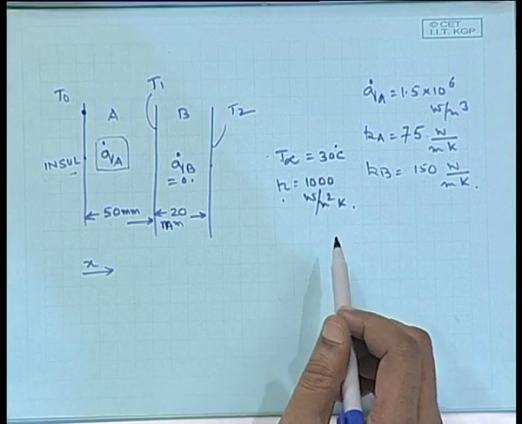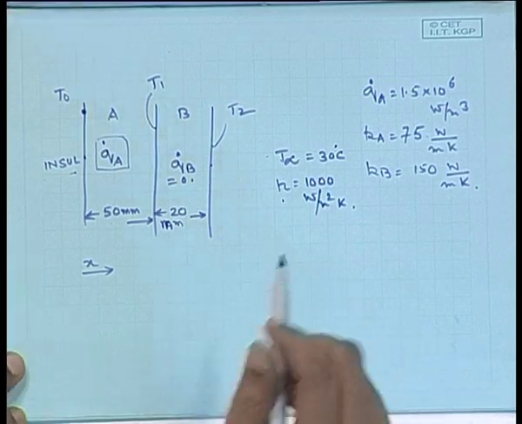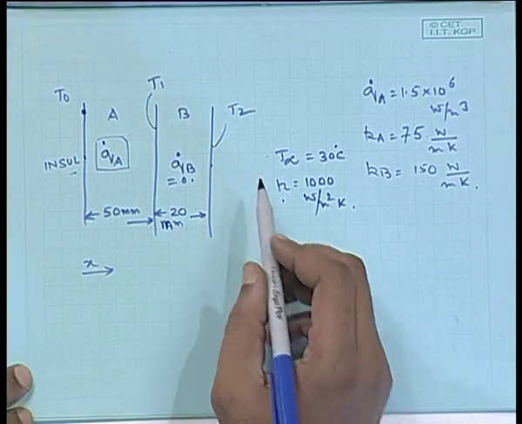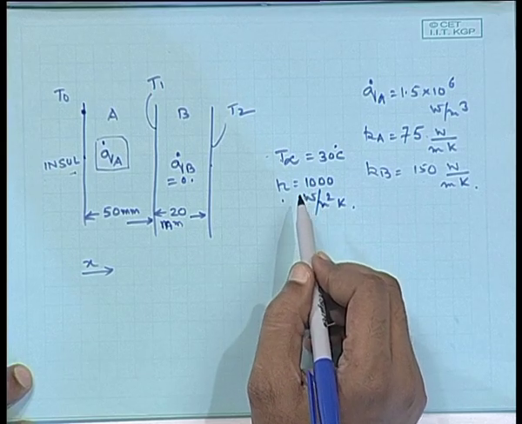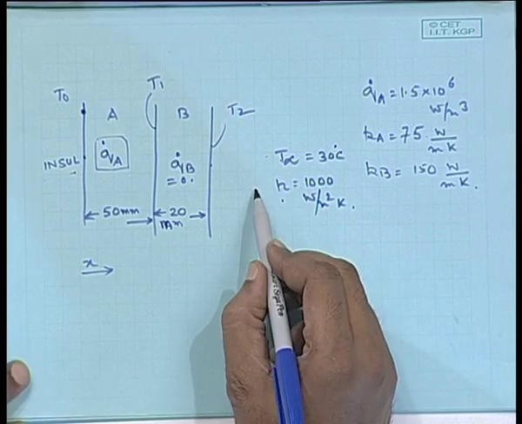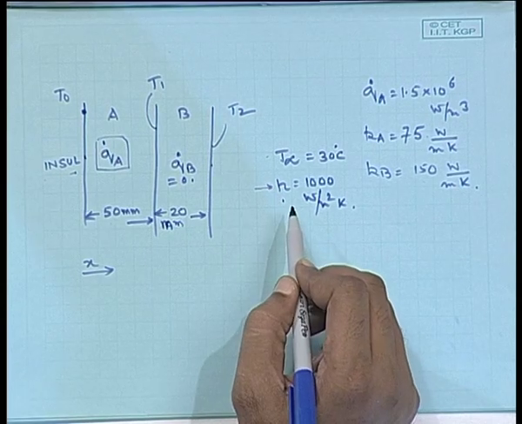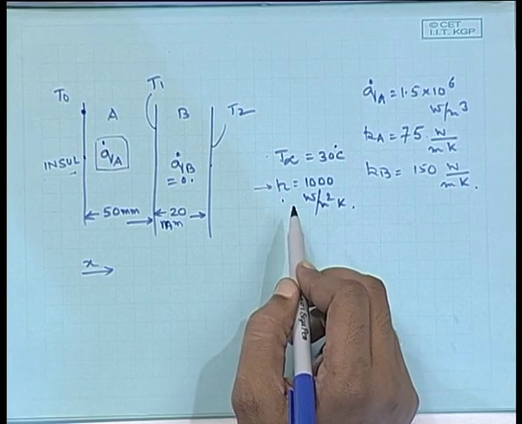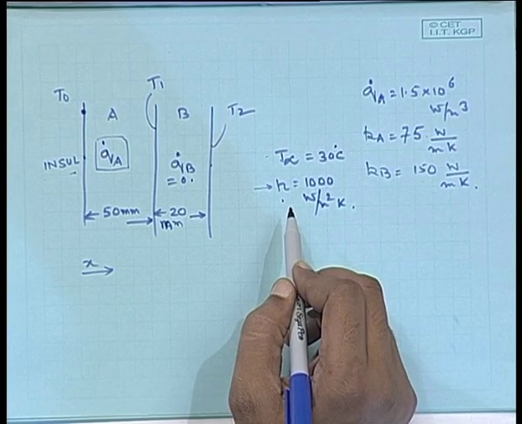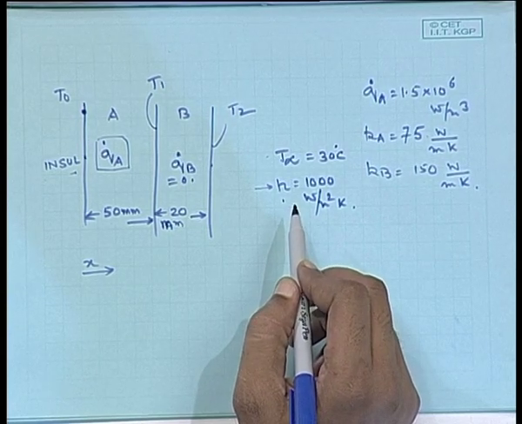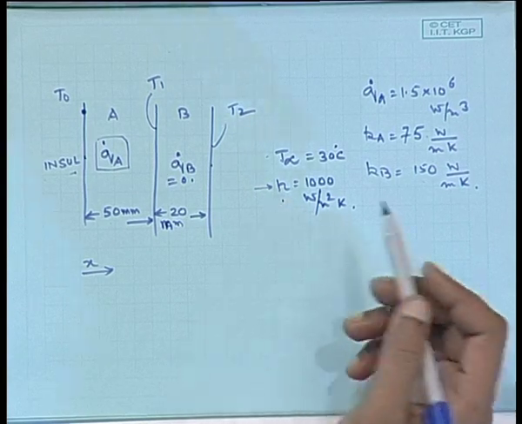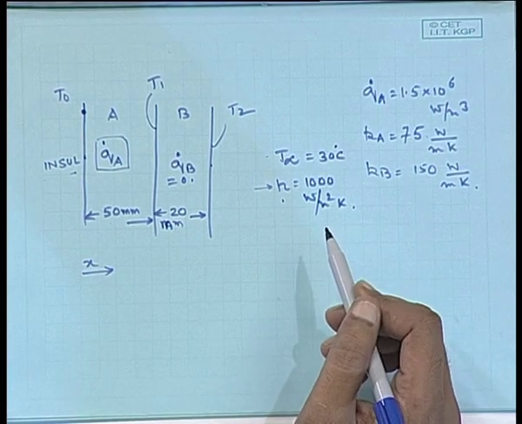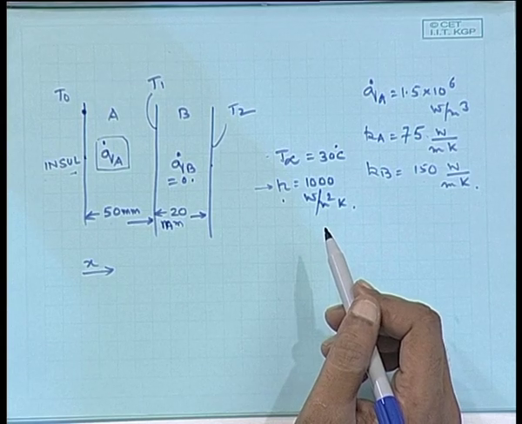Now, before I proceed, just to give you some idea, this h equal to 1000. You are going to be an engineer, so you should know whether h equal to 1000 is high convective heat transfer or low convective heat transfer. Any idea? High convective heat transfer. Now, how high is high? It's high compared to which case? Still air or flowing air?